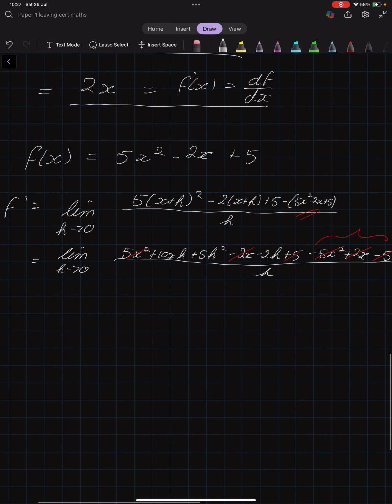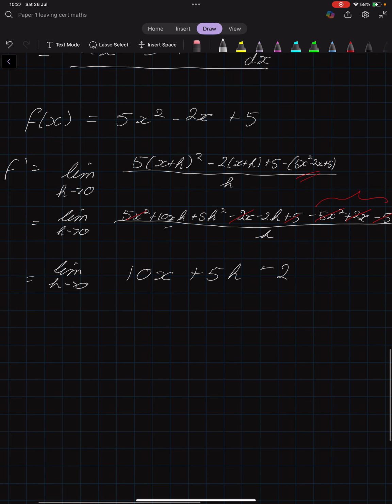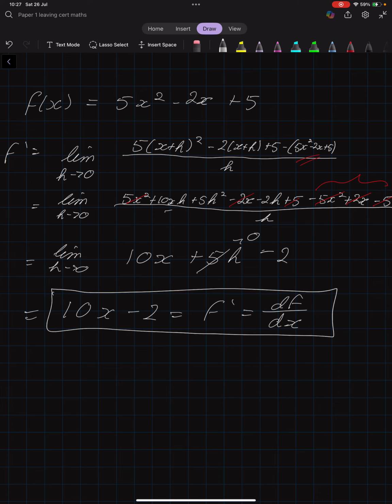Okay, so this is just the limit as h goes to 0 of 10xh divided by h, which is just 10x. 5h squared divided by h is plus 5h. Minus 2h divided by h is just minus 2. And that's it. Okay? And again, if I let h go to 0, then this is basically 0. So I'm just left with 10x minus 2, which is equal to f prime or df dx. Okay?